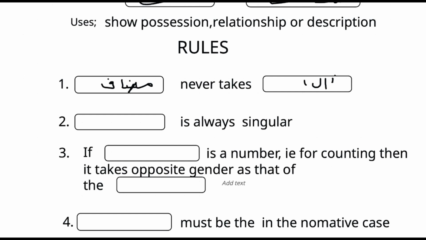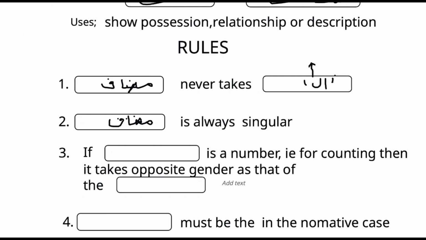This is a very special case, because we know usually in Arabic a noun either has alif and lam or tanween, but in this case it has no alif or lam, no tanween. And then again, the Mudhaf is always singular. You don't say the Mudhaf in its plural form. It's always singular, regardless of whether it is explaining or describing a plural or a singular Mudhaf Ilayh.